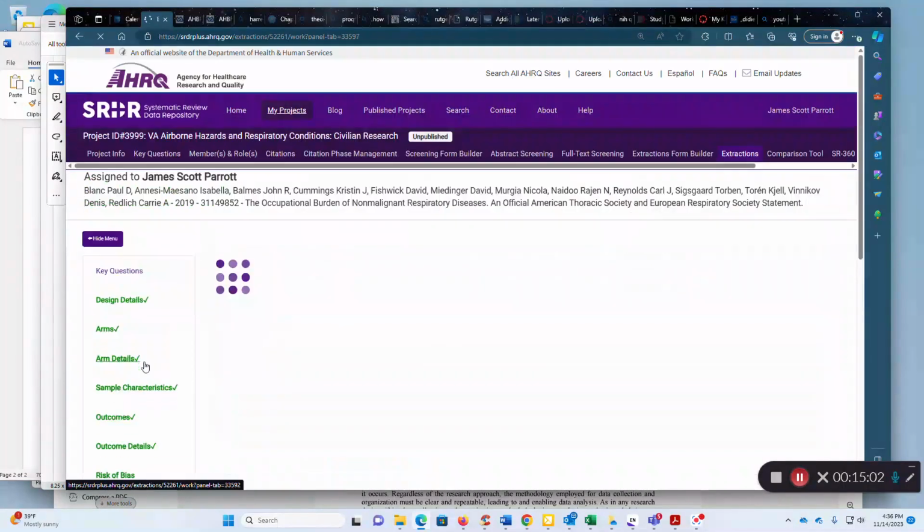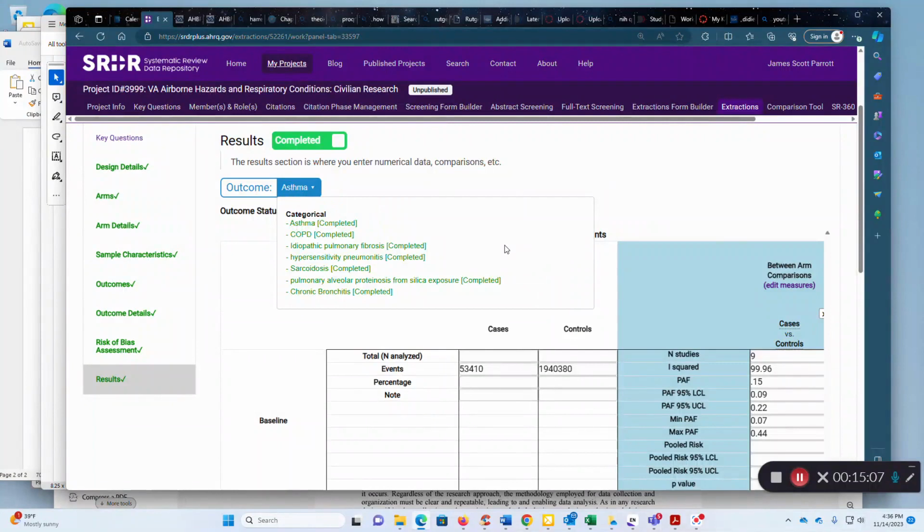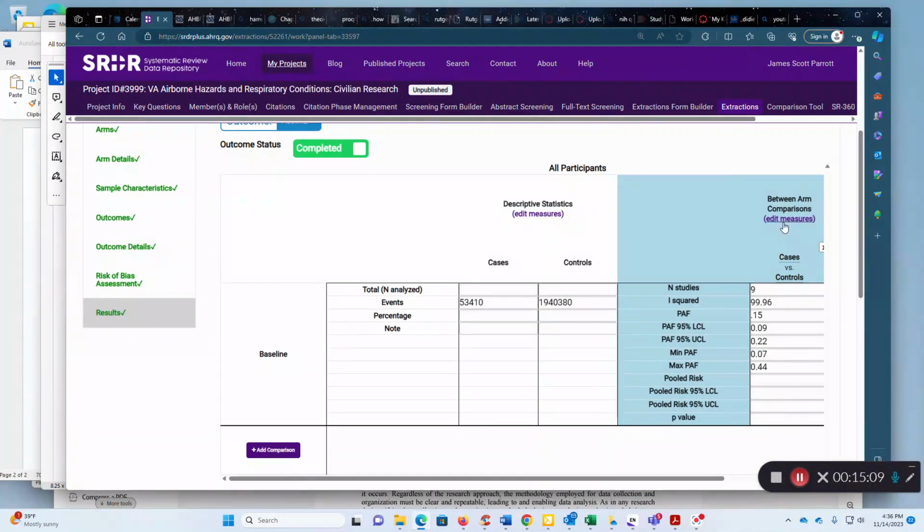So I click on results, and what you see here is for asthma. Now, I have defined my comparisons using edit measures. I have the population attributable fraction, the lower confidence level, the upper confidence level, the min, and the max. Now, these are what the authors reported. However, there's a couple of other measures that are really important here and that we wouldn't ever capture when we are extracting data from primary studies. One is the number of studies, and the other is the I-squared.